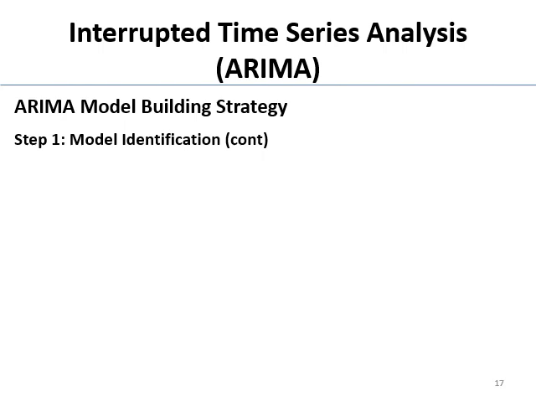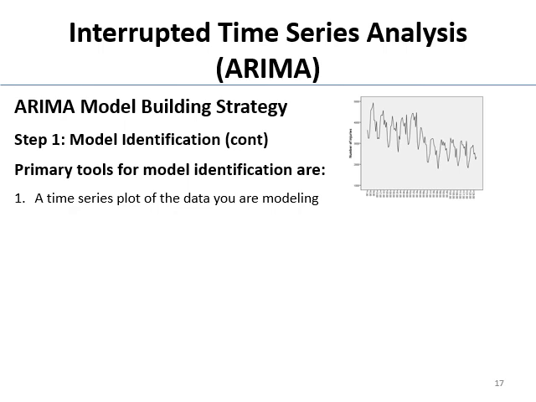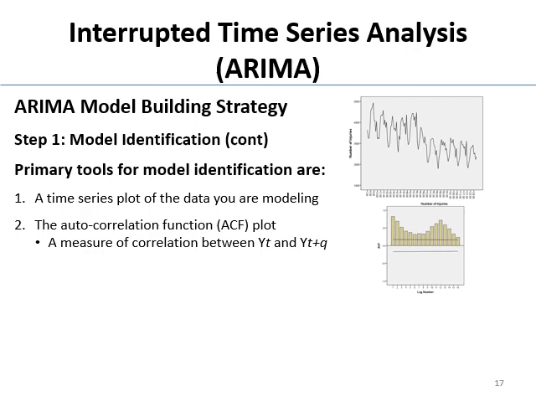So in building the models, we're still on model identification. Your primary tools for figuring out what the best model is are a time series plot of the data, like this one from SPSS, which shows you what your data look like, and something called the autocorrelation function, which is a measure of how strongly each observation is correlated with the one X before it, which could be one period before, or two, or three. So it's how correlated observations are with other observations X units beforehand: one, two, three, four, etc.